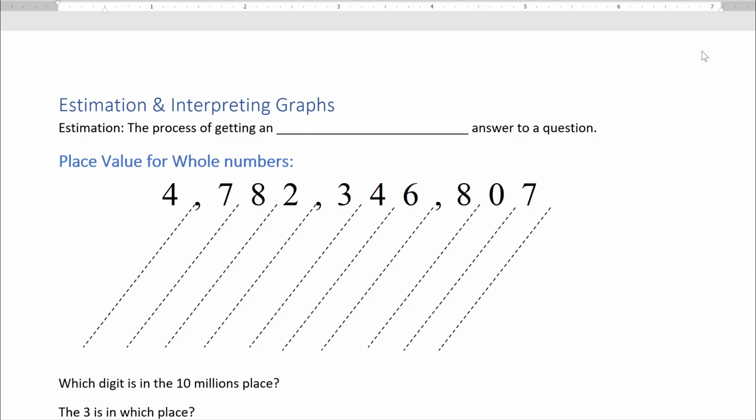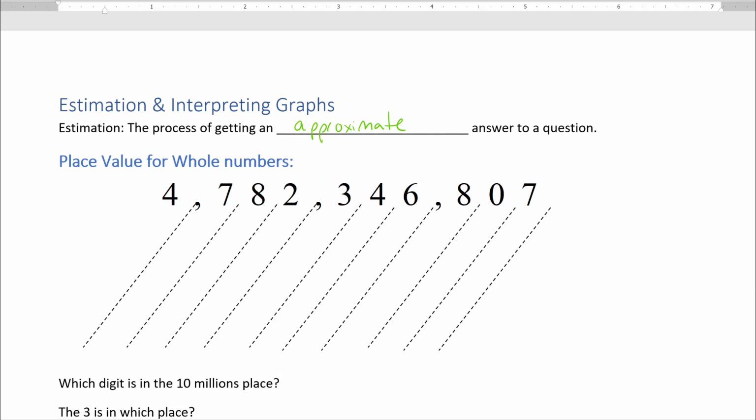Okay, so today's topic is on estimating and interpreting graphs. Estimation is the process of getting an approximate answer to our question. We first need to review the place values for whole numbers. Notice this is a whole number, not a decimal. We'll talk about decimals in a minute.